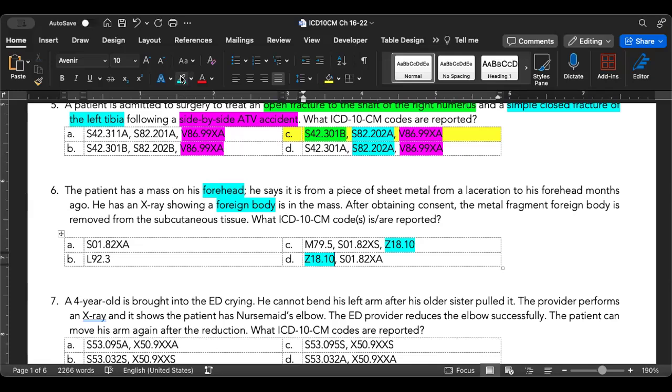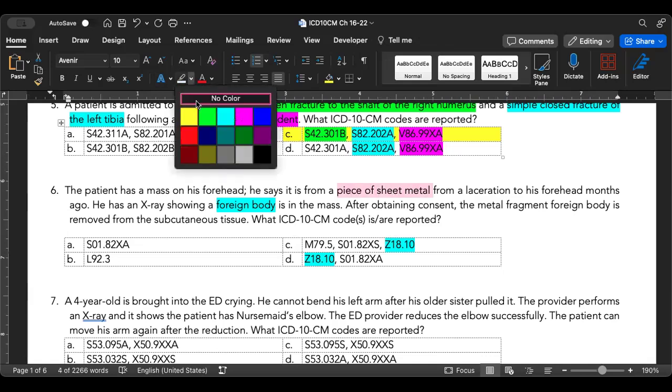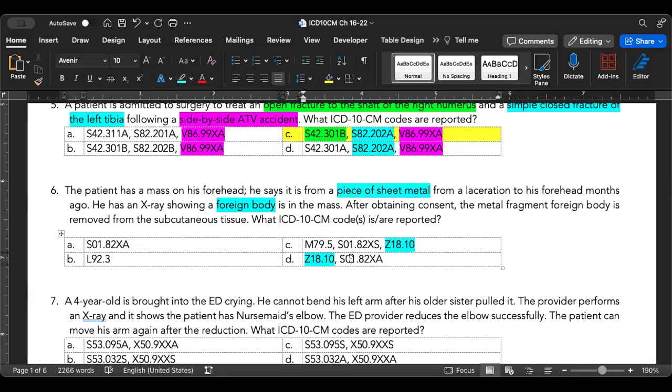Okay. Go back and look at the Z18.10. Let's see what our code description is for that code. In Z18.10, Xenia, I figured that's what you meant. Yeah. I know it's easy to hit the wrong numbers when you're typing. So Z18.10 is retained metal fragments unspecified. Okay. So we've got the foreign body. We're saying that it is the piece of sheet metal. What else do you think we'll code?